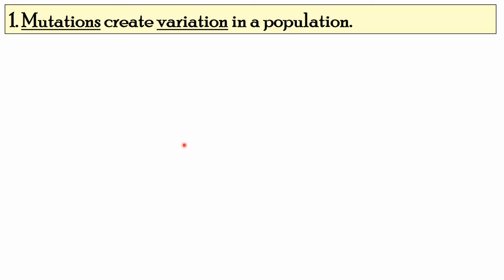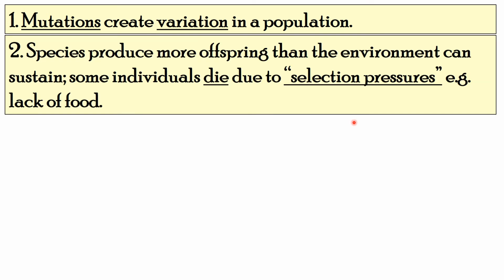So you should have number 1, mutations create variation in a population. And remember, a population is all the living things of one species in an area. 2, species produce more offspring than the environment can sustain, and as a result of that, you've got some individuals dying due to selection pressures, for example, lack of food, so they're outcompeted for resources. You could mention intra-specific competition in here as well, I suppose.